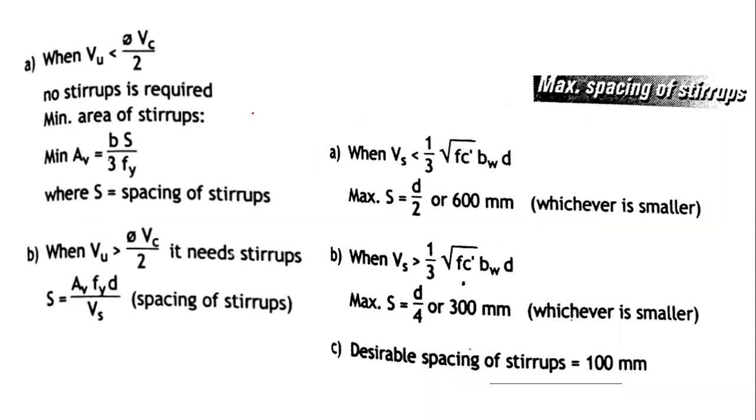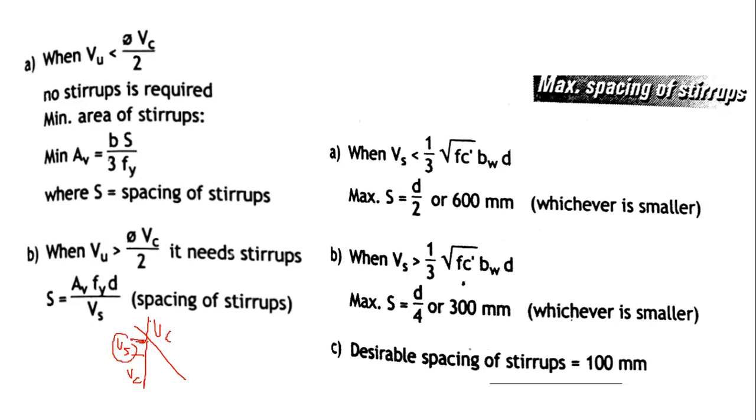At least VC over 2. Malaki na yung spacing, kasi you cannot hold in place naman yung main reinforcement. Wala ka naman stirrups. Isa din yung practical reason. But when VU is greater than VC, that's the time na kailangan mo ng stirrups. Ibig sabihin, andito yung VU, andito yung VC, meron dito kinakailangan. There's a need for VS.